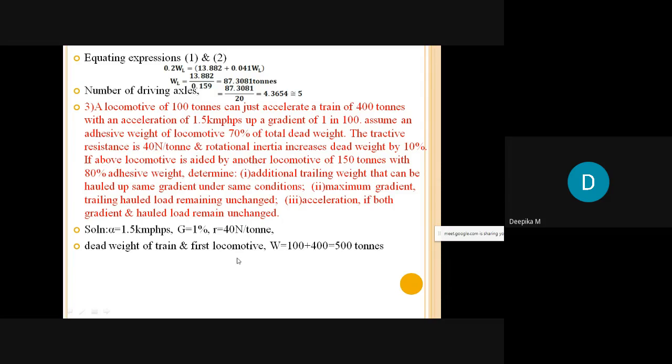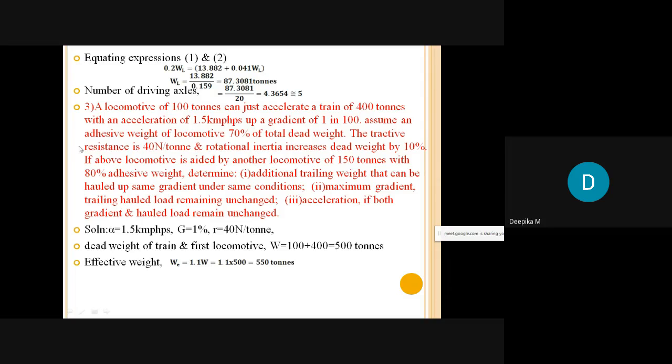So next, this is the dead weight. Then what would be the accelerating weight or the effective weight? Here they have given that the adhesive weight of the locomotive is 70% of the total dead weight, and the rotational inertia is also given. Hence the effective weight, WE, is again 1.1 times W, which is 1.1 into 500, which is 550 tons. So now this is my effective weight.